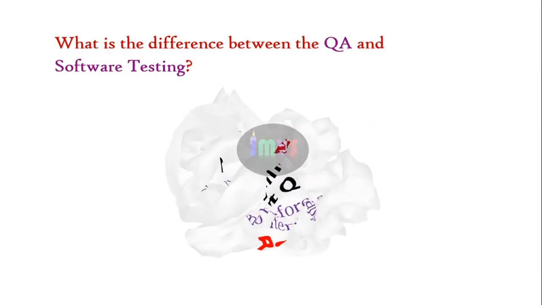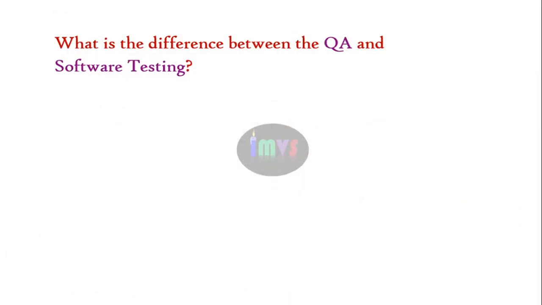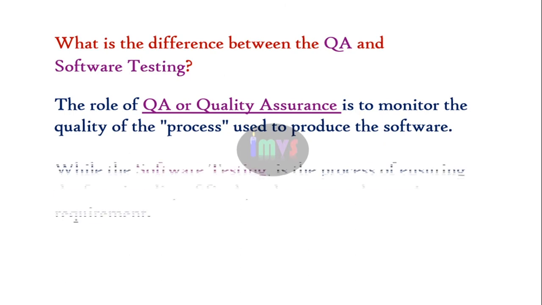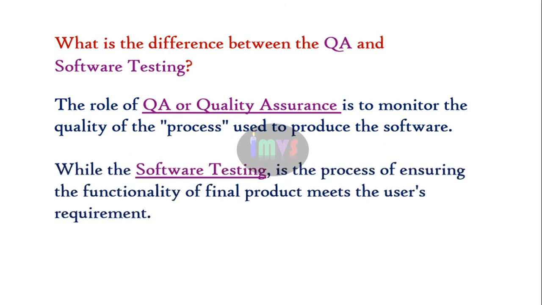What is the difference between the QA and software testing? The role of QA or quality assurance is to monitor the quality of the process used to produce the software, while software testing is the process of ensuring the functionality of the final product meets the user's requirement.